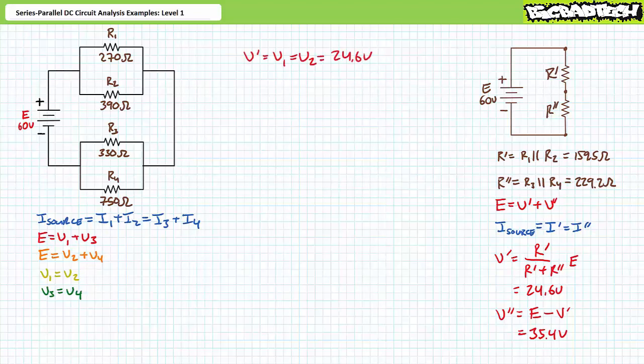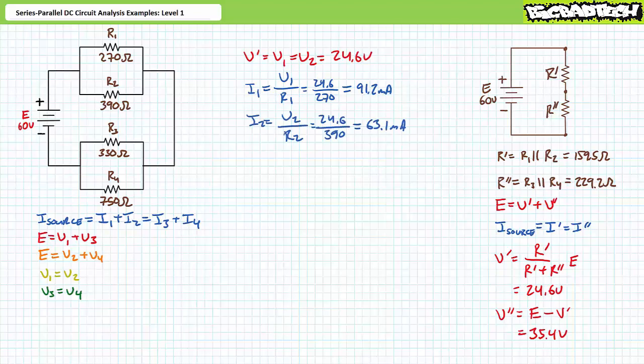Let's examine the electrical properties of R single prime. R single prime is the parallel combination of R1 and R2. Voltage across elements in parallel is the same. V single prime equals V1, which equals V2, and they both equal 24.6 volts. An application of Ohm's law demonstrates that I1 is 91.2 milliamperes. Another application of Ohm's law demonstrates that I2 is 63.1 milliamperes. An application of the Kirchhoff's current law equation for this series parallel circuit demonstrates that source current is equal to I1 plus I2. Substituting our calculated values yields 154.4 milliamperes for source current.